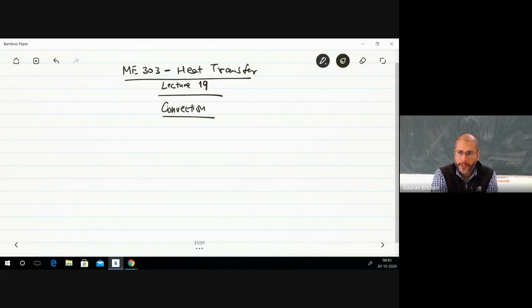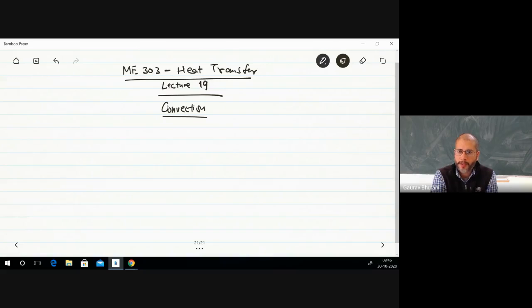Convection is the most widely applicable mode of heat transfer in energy systems and in mechanical engineering particularly. Of course, all three modes are required, but convection is the most dominant mode of heat transfer in most of the applications we work with. So this topic is extremely important, and we'll start with it today.